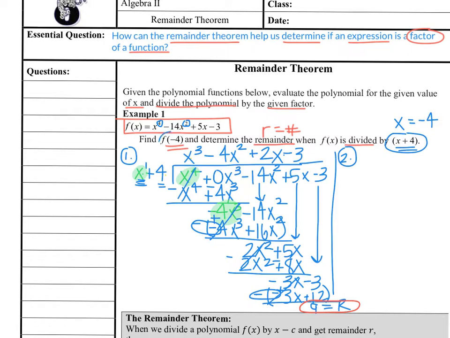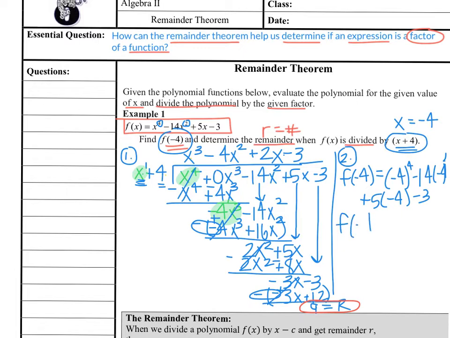So what we want to do is find f of negative 4 by plugging in negative 4 into our original polynomial. So I'm going to do f of negative 4. Now you would write it out as parentheses negative 4 to the 4th power minus 14 parentheses negative 4 squared, plus 5 parentheses negative 4 minus 3. Okay? And if we type that whole thing into the calculator just as we see it, we're going to end up with f of negative 4 equaling a positive 9.